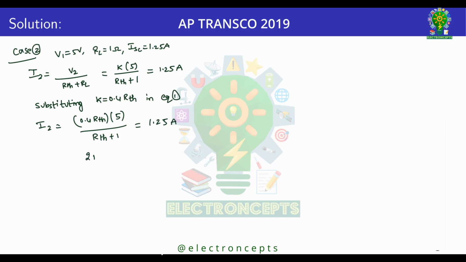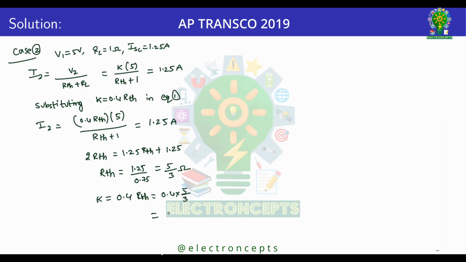Simplifying this, 2 RTH is equal to 1.25 RTH plus 1.25. From this, RTH is equal to 1.25 divided by 0.75, which is equal to 5 by 3 ohms. And similarly, let us also calculate the value of K, which is equal to 0.4 RTH, which is equal to 0.4 into 5 by 3, which is equal to 2 by 3.